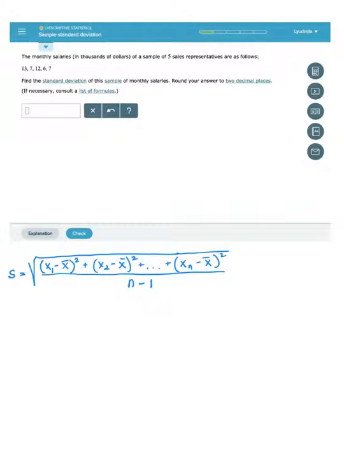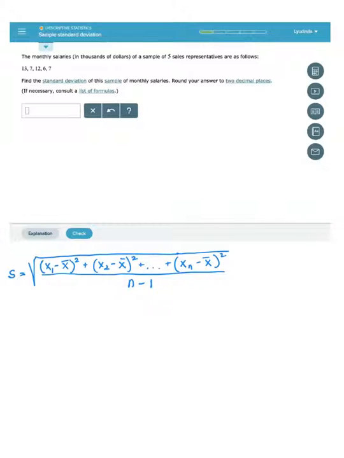In this video, we will see an example of computing sample standard deviation. The monthly salaries in thousands of dollars of a sample of 5 sales representatives are as follows: 13, 7, 12, 6, and 7. Find the standard deviation of this sample of monthly salaries. Round your answer to 2 decimal places.